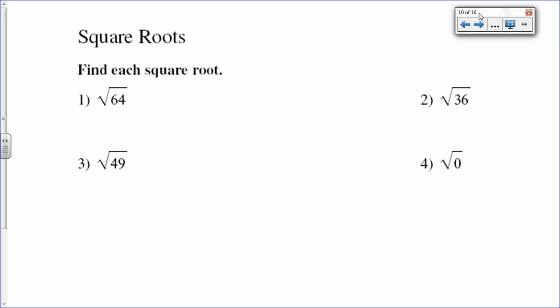Here's some practice for you. Find each square root. And here's your answers. Again, because it doesn't specify the square roots as plural, you would only list the principal square root, which would be the positive answers.